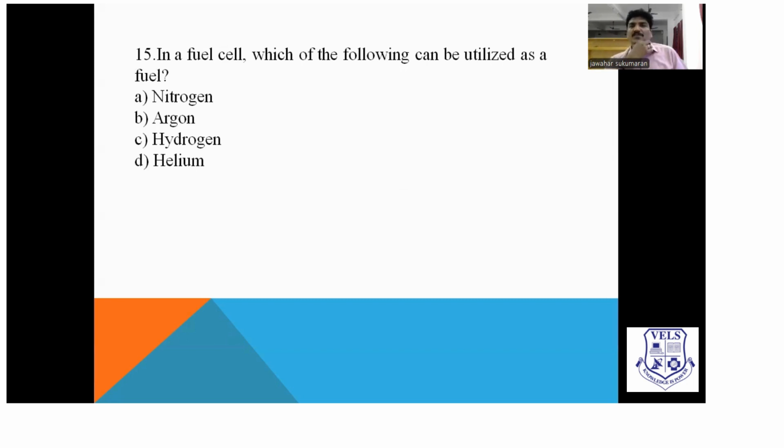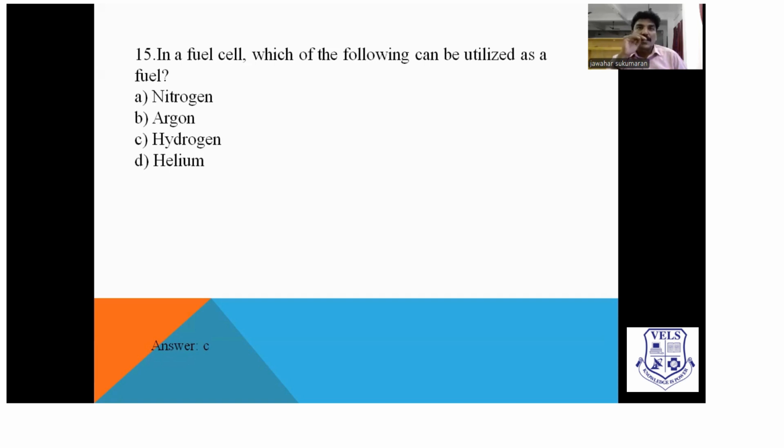In a fuel cell, which of the following can be utilized as a fuel? A. Nitrogen, B. Argon, C. Hydrogen, D. Helium. Which one? Which one is the correct answer? Anyone say? Again, I read. In a fuel cell, which of the following can be utilized as a fuel? A. Nitrogen, B. Argon, C. Hydrogen, D. Helium. Which one? Yes, good. C. Hydrogen is the correct answer.